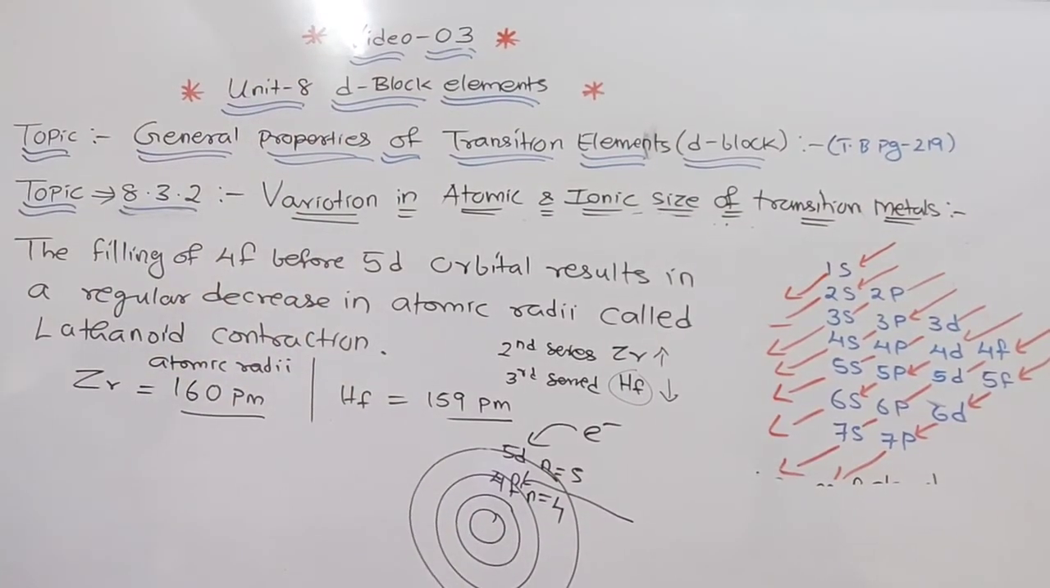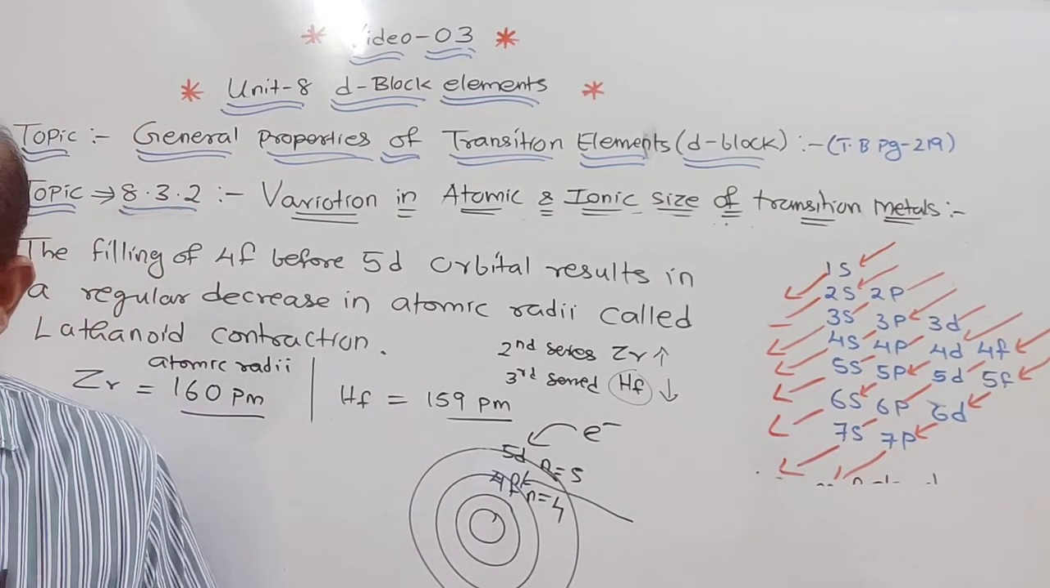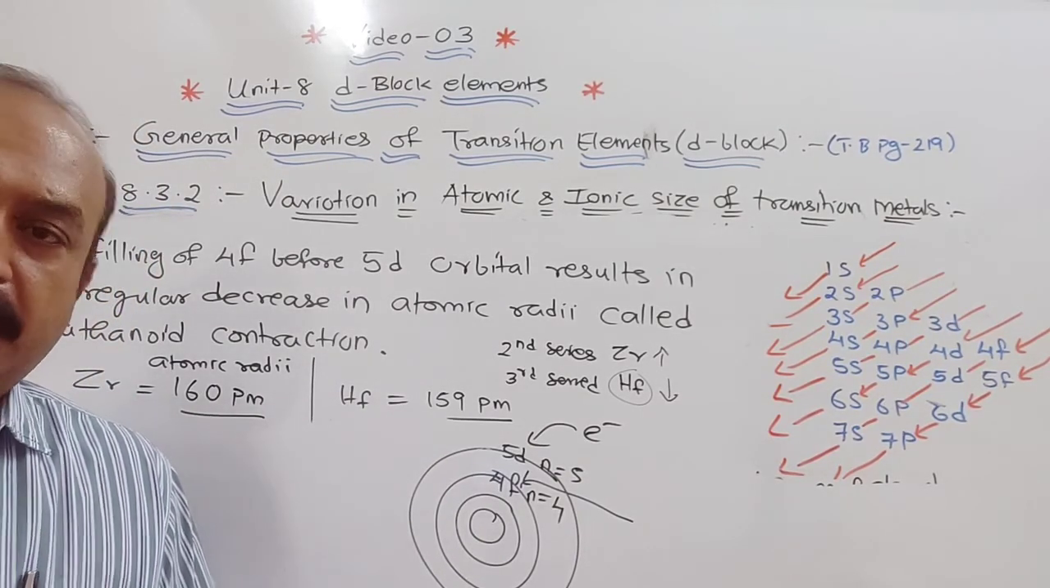So this was all about the increase or decrease in atomic size. In our next video, we will be discussing the next general property, that is ionization enthalpy.